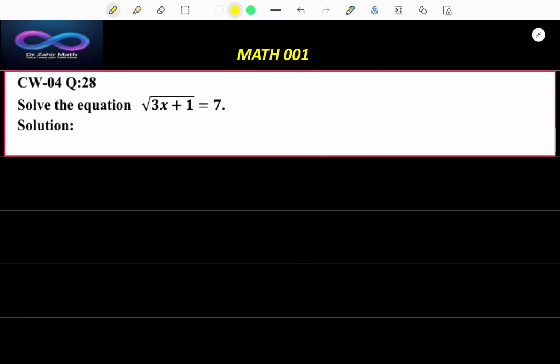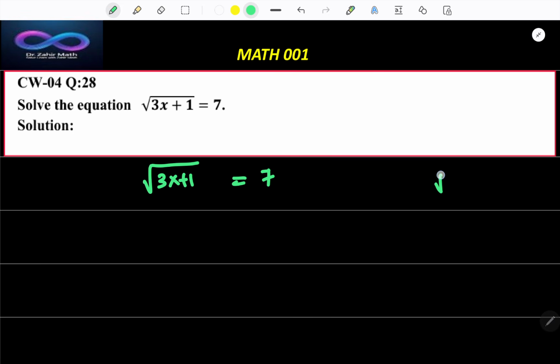Let's go to the next question. Now the polynomial equation is over. Now we are going for radical equation. Radical means what? Square root. So what is the equation? Square root of 3x plus 1 is equal to 7.